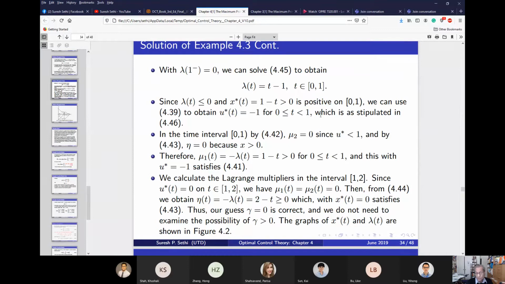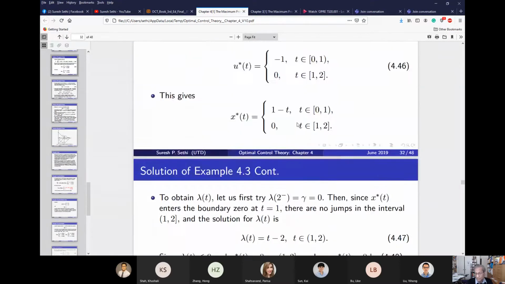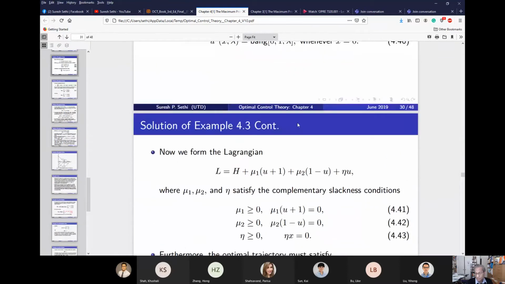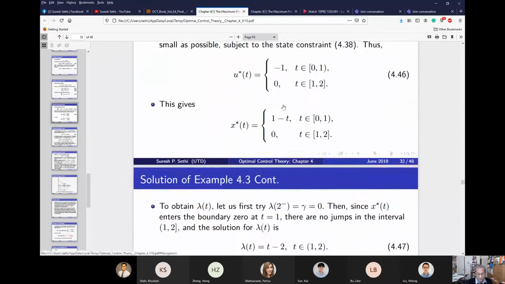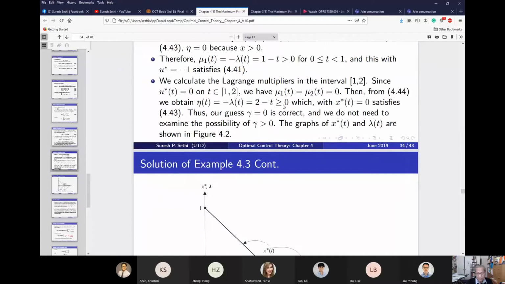So you need to put all of those conditions together. Now lambda t is less than 0, and x star is positive. So can you use 4.39, for example? Let's see what the 4.39 is. You can see bang solution, so we can use that solution, and we have minus 1. We already know that.